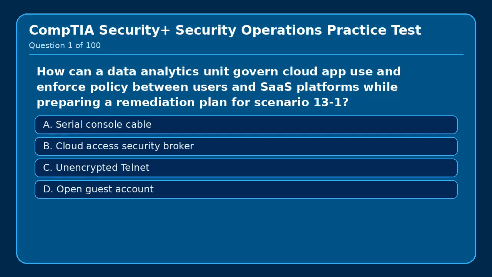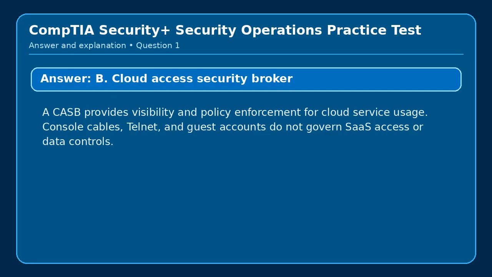Take a moment to choose your answer. The answer is B. Cloud Access Security Broker. A CASB provides visibility and policy enforcement for cloud service usage. Console cables, telnet, and guest accounts do not govern SaaS access or data controls.